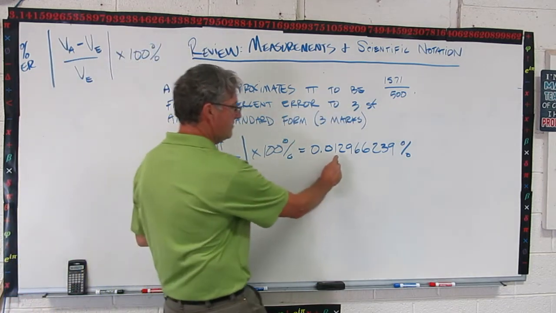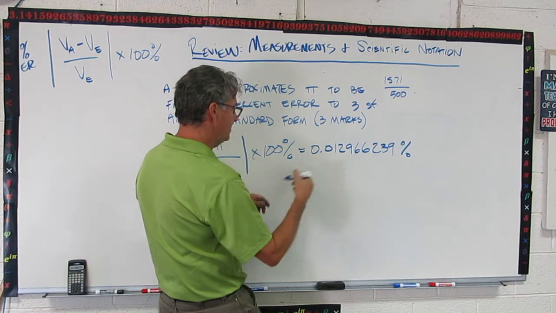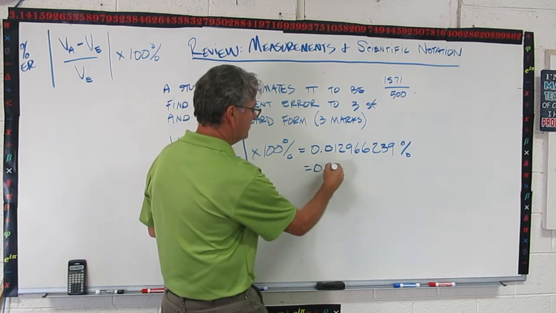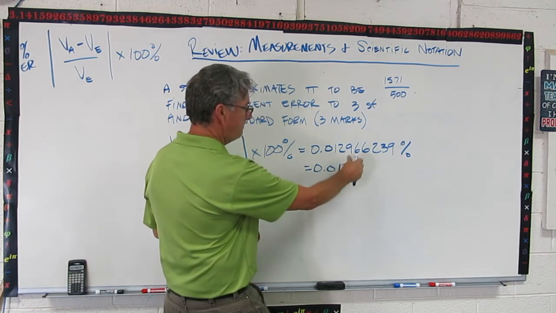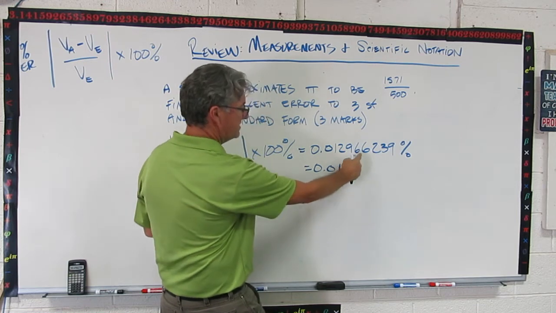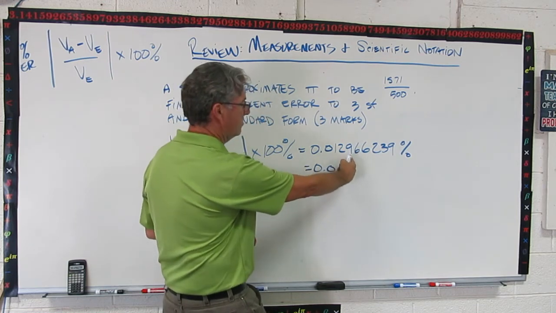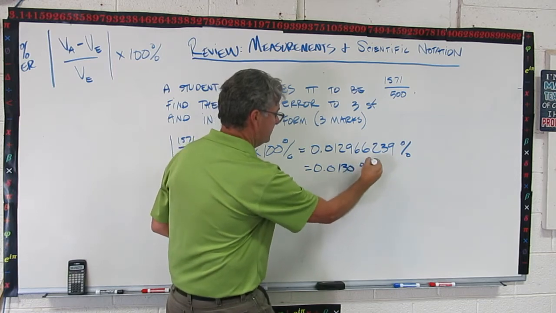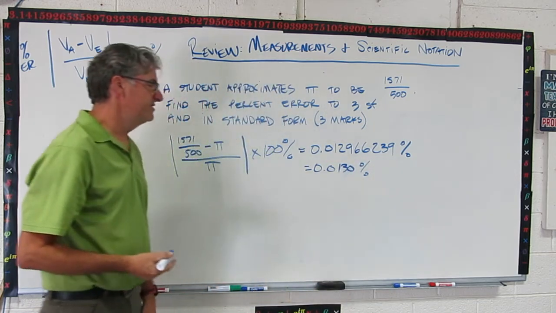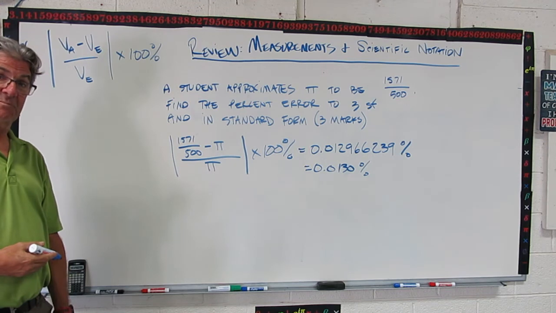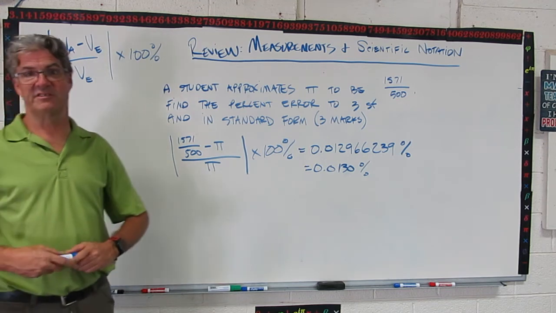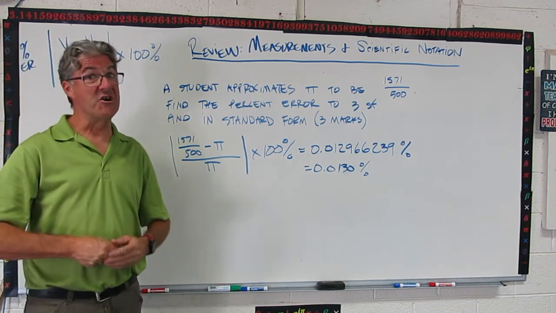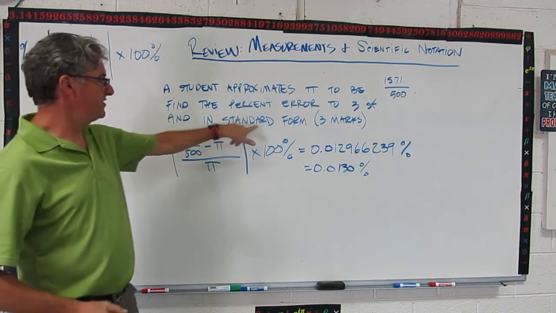So we've got to round this. Here's our 1, 2, 3 sig figs. So that's going to be 0.012. Oh, wrote that too soon. The 6 is going to round the 9 up to a 0, which is going to round the 2 up to a 3. So it's 0.0130%. Are we done? Do we have all the marks? No, we're not done. We also had to do it in standard form.